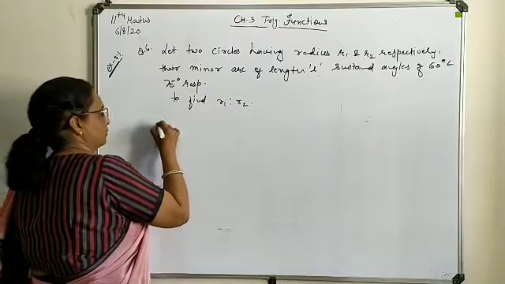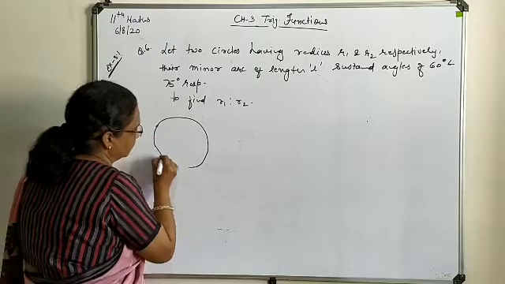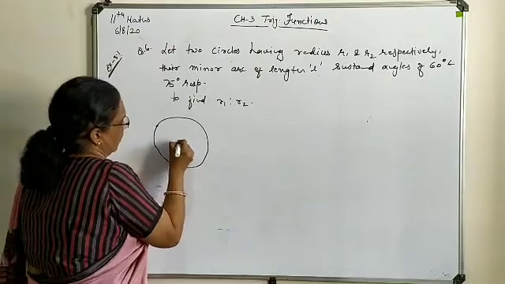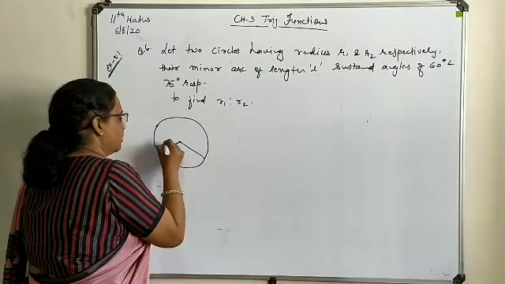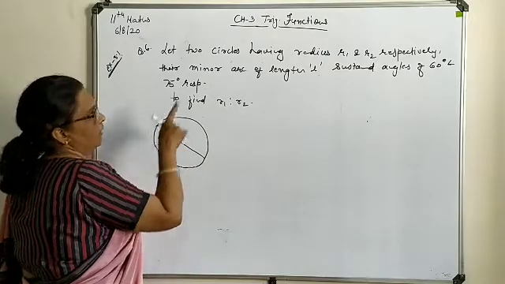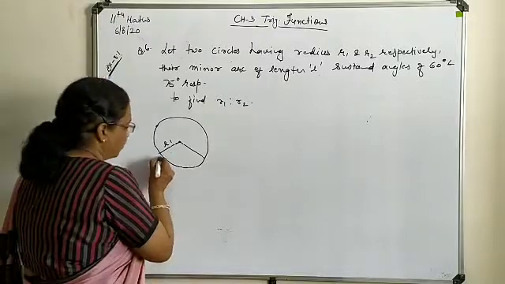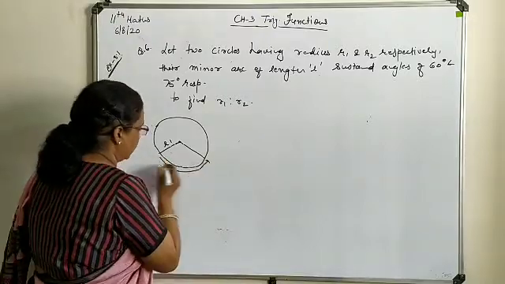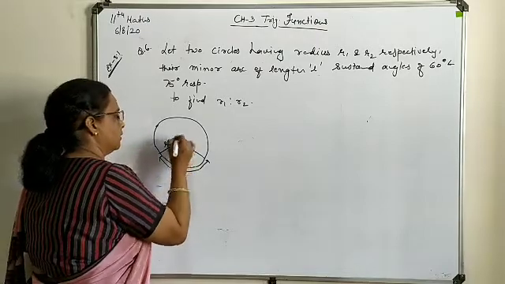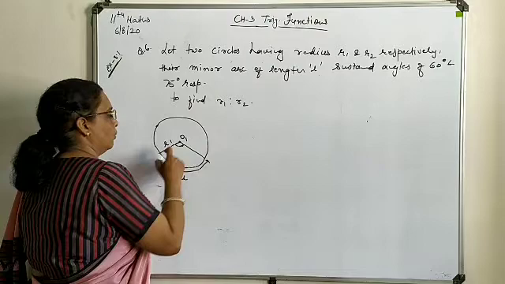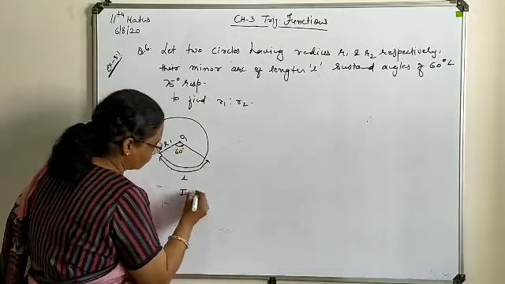So let this is one circle. It is the center of the circle. Radius of this circle is R1 and both are having common arc length, that is L. So from here to here you can say this is an arc length L. Angle sustained at the center, this you can take as O1. This one is your 60 degree for first circle.